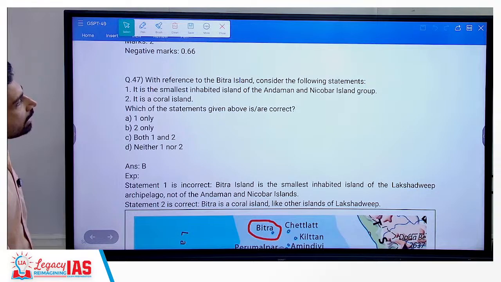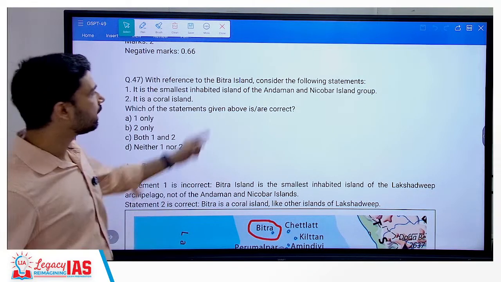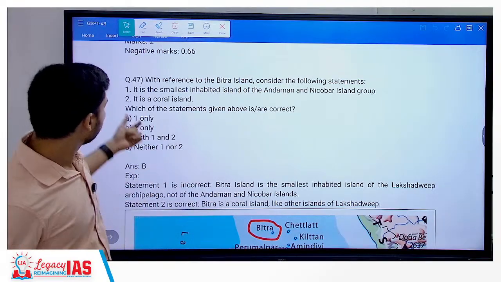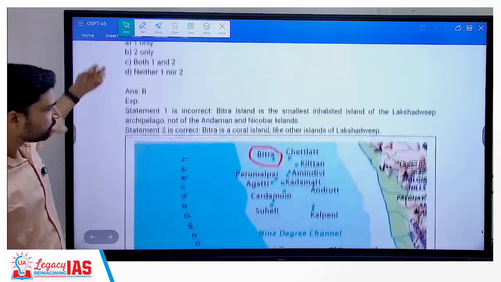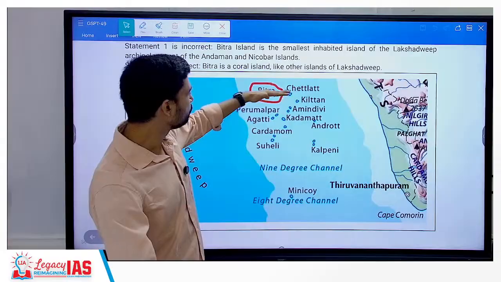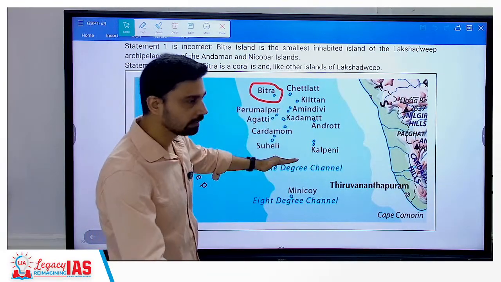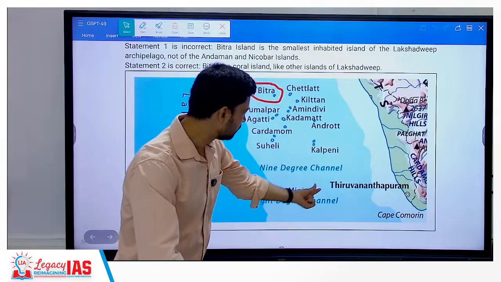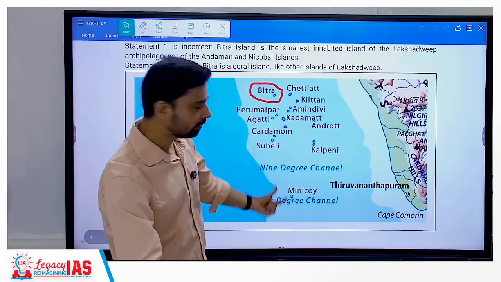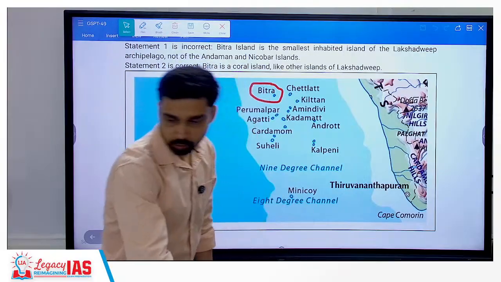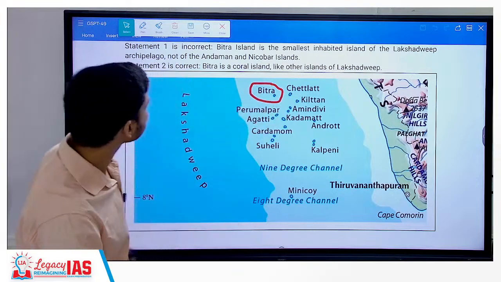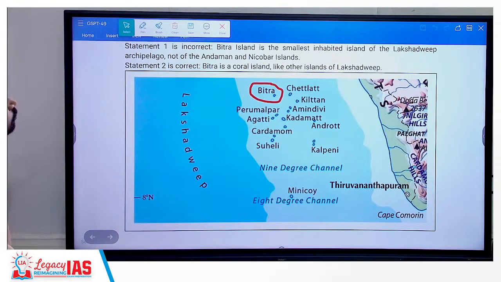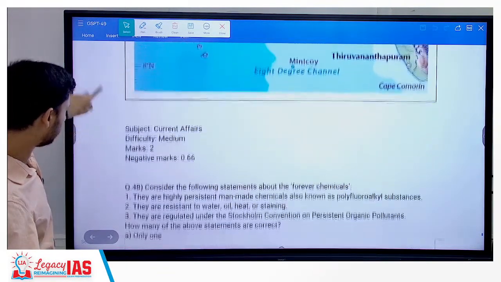With reference to Bitra Island, Bitra is in Lakshadweep, not in Andaman and Nicobar. So, that is the incorrect one. Where do you have coral islands in India? In Lakshadweep you have a lot of coral islands. Bitra Island you can see on the map. We divide Lakshadweep into two groups: the Amindivi group and the Cannanore group, and then we have Minicoy island, which is separated by the 9° channel. Further southward we have the 8° channel, and to the south, which island group? Maldives. In the northernmost part of Lakshadweep you can see this island here. This is Bitra Island, the smallest inhabited island of the Lakshadweep archipelago, not of Andaman and Nicobar. Bitra is a coral island like other islands of Lakshadweep.